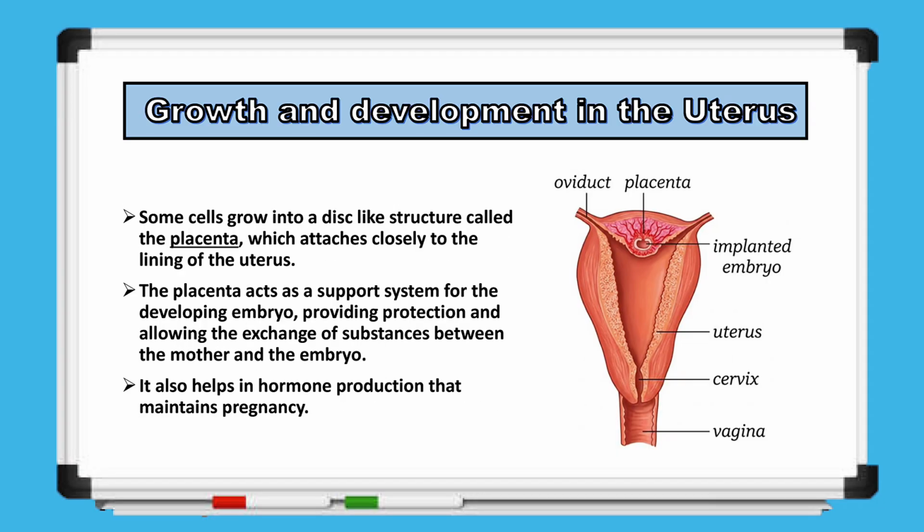Some of the cells develop into a disc-like structure called the placenta, which attaches closely to the lining of the uterus. The placenta acts as a support system for the developing embryo by providing protection and allowing the exchange of substances between the mother and the embryo. It also produces hormones that help maintain pregnancy.